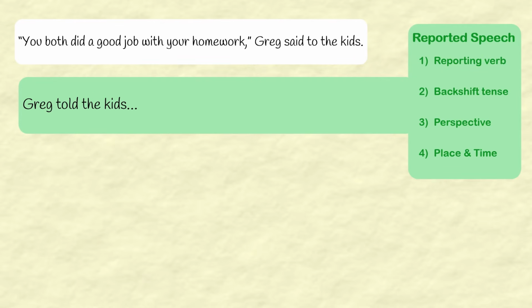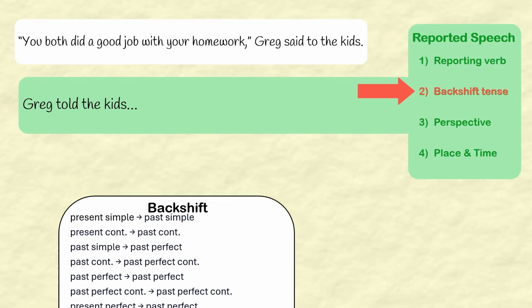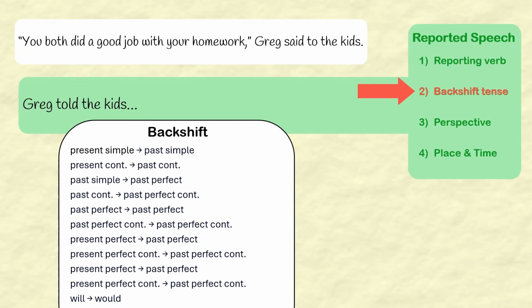Now we can move on to step 2, backshift the tense. Here is the backshift chart. The direct speech is in past simple, did a good job, so we'll backshift to past perfect. Instead of did a good job, we'll say had done a good job.